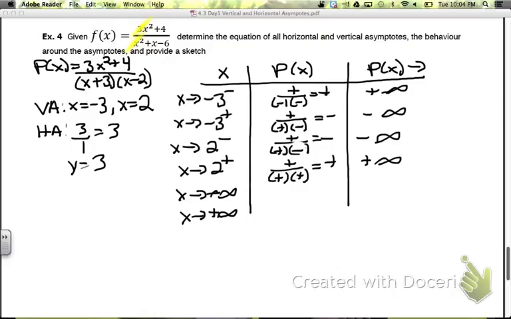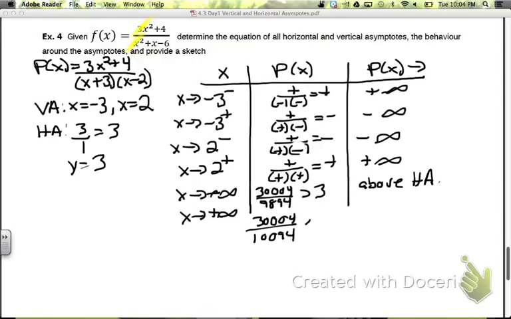And as x approaches negative infinity, take a value again of -100. That's just my go-to value, and we get 30,004 divided by 9,894, which is actually going to be greater than 3, and therefore it will be above your horizontal asymptote. As x approaches positive infinity, we will again have 30,004 all over 10,094, which is actually going to be less than 3, so therefore we know it's below our horizontal asymptote.